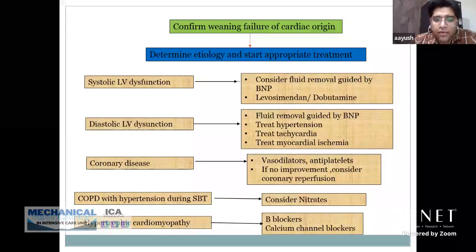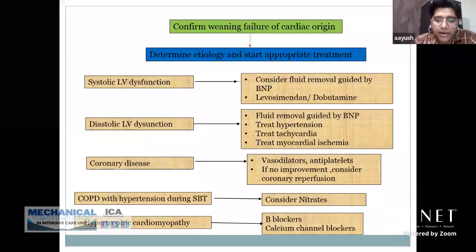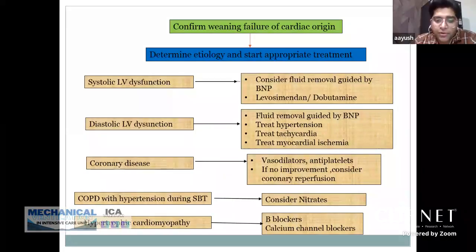Diastolic dysfunction, if diagnosed with the help of increased E by A ratio or increased E by A prime ratio, you can try fluid removal guided by BNP levels. Treat the underlying cause like hypertension and tachycardia, which can lead to diastolic dysfunction, and also treat concomitant myocardial ischemia. If the patient has an underlying coronary disease, try vasodilators, that is nitrates, try antiplatelets, and if no improvement occurs, you may also consider coronary reperfusion.